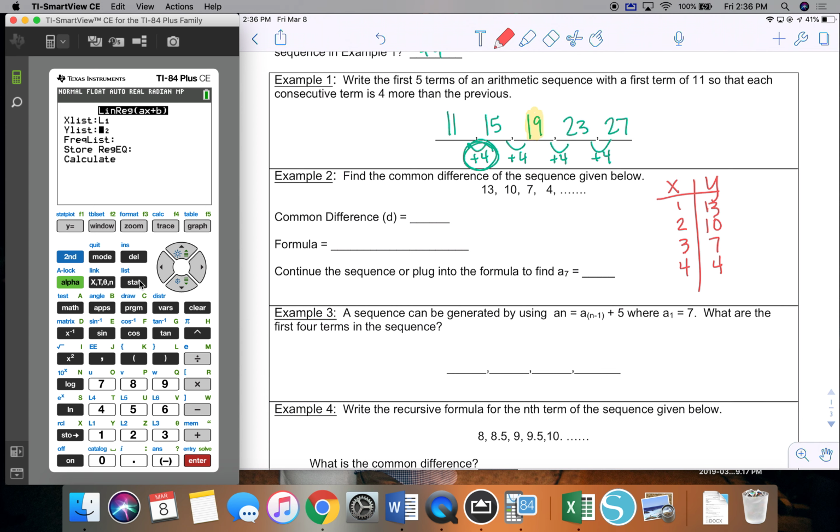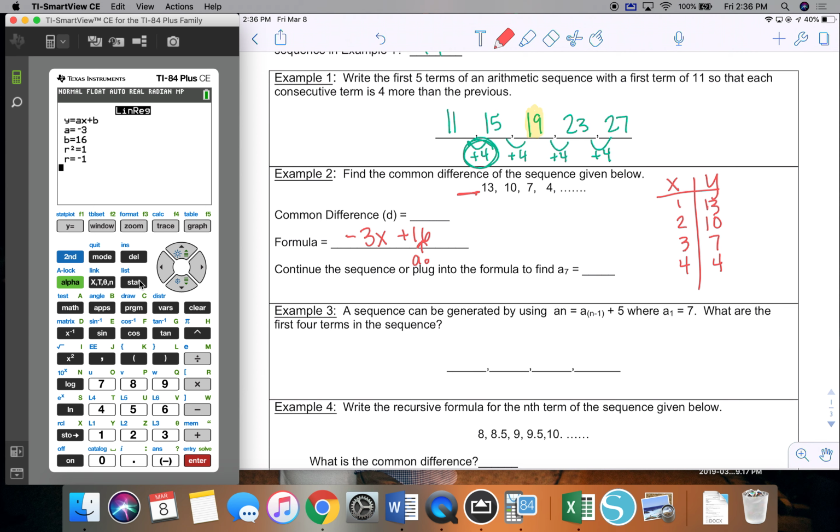So we're going to run StatCalc 4 to come up with our formula. So our formula is negative 3x plus 16. Now keep in mind, this is a sub 0, meaning a term that is not shown in this sequence. So the first term you see is a sub 1. Your formula is going to have a term that is not listed already.